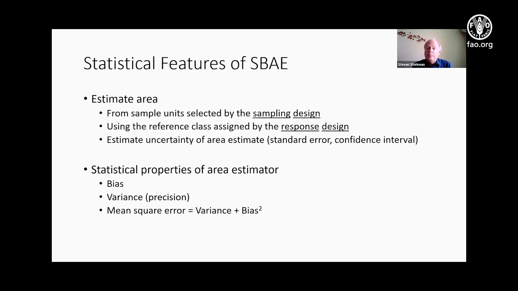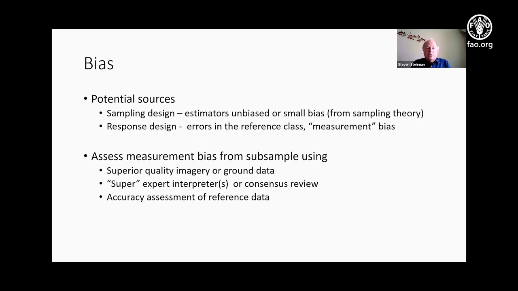So what are sources of bias and variance that come in from the two different components, the sampling design and the response design? And that will help us in terms of thinking about certain decisions we're making in the sample-based area estimation. So let's start with bias. And this is kind of a review of what the potential sources are. From the sampling design, we usually don't worry about bias because we can rely on sampling theory to give us unbiased estimators or ones with small bias. And the issue of bias is essentially coming out of the response design, that there are non-random errors in a reference classification, or another way to think about it is imbalance between omission and commission errors.